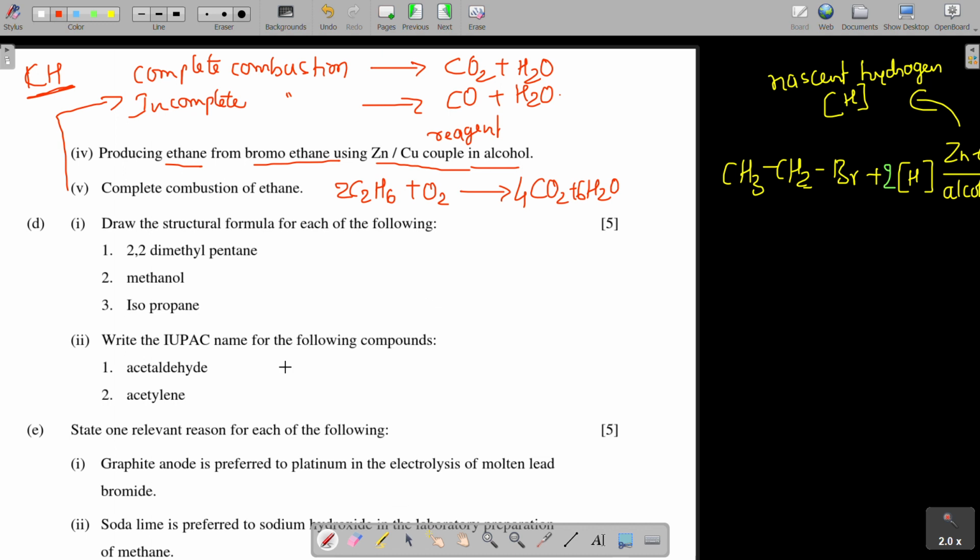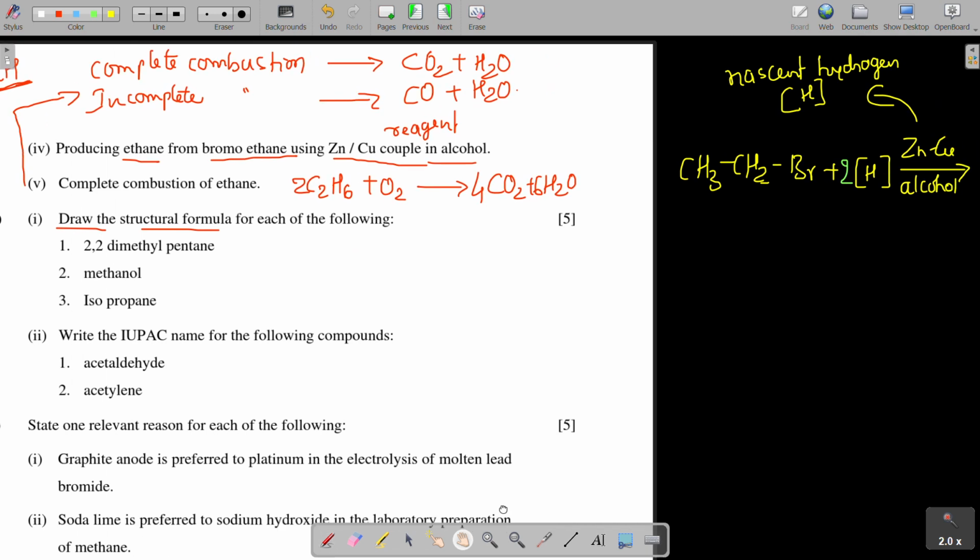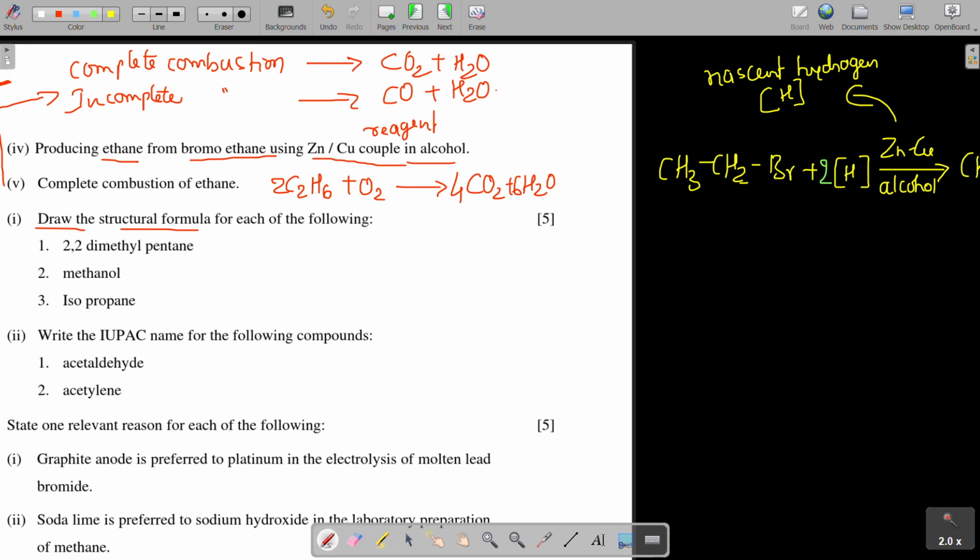Now, a very interesting question. Draw the structural formula for each of the following. There are three questions. 2,2-dimethylpentane. Now, you know, always while writing the structure or naming the compound, you have to remember it is made up of three parts: prefix, root word, suffix. In suffix you have primary suffix and secondary suffix depending upon the functional group. Root word represents the number of carbon atoms. Prefix represents substituents.